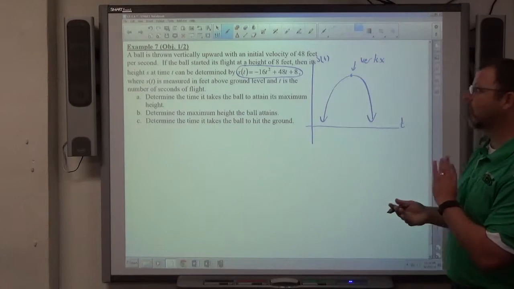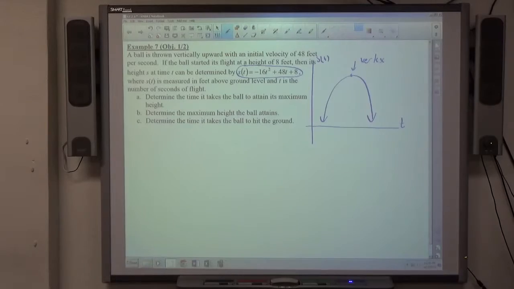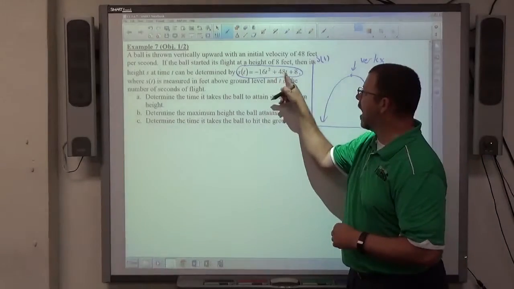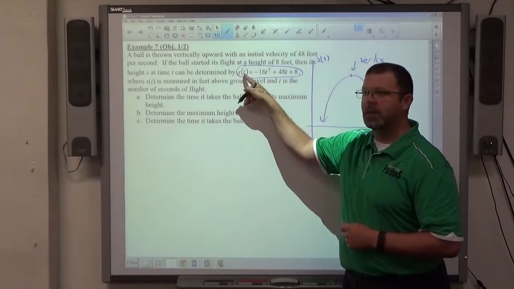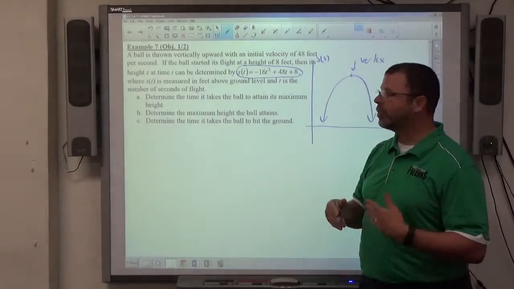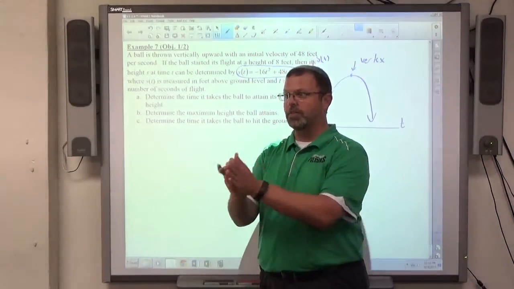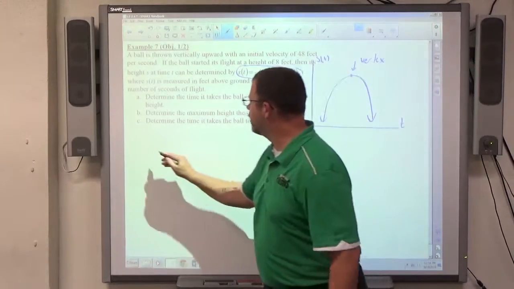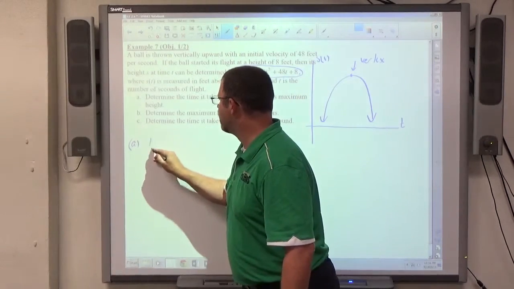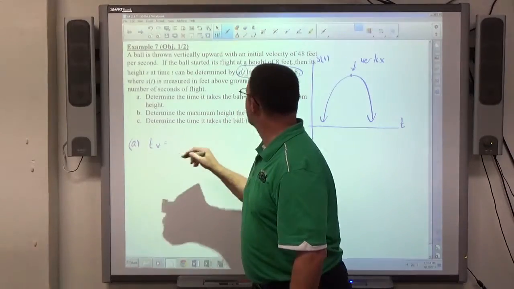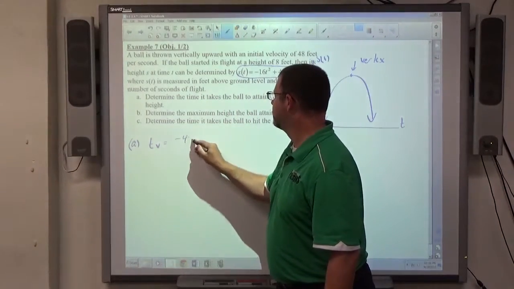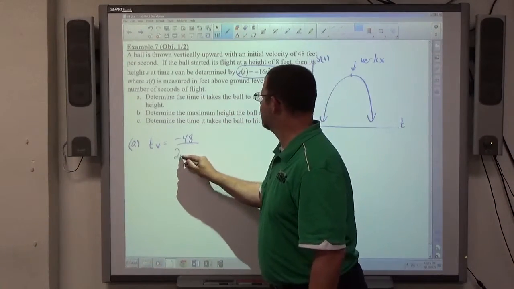So the question is, determine the time it takes the ball to attain its maximum height. Notice t is acting as the x-coordinate, s of t, the height, is acting as the y-coordinate. So our formula for finding the maximum or the vertex value is always the vertex value of x, right? In this case, we're going to use t. So for part A, the vertex value of t is going to be negative b over 2 times a.